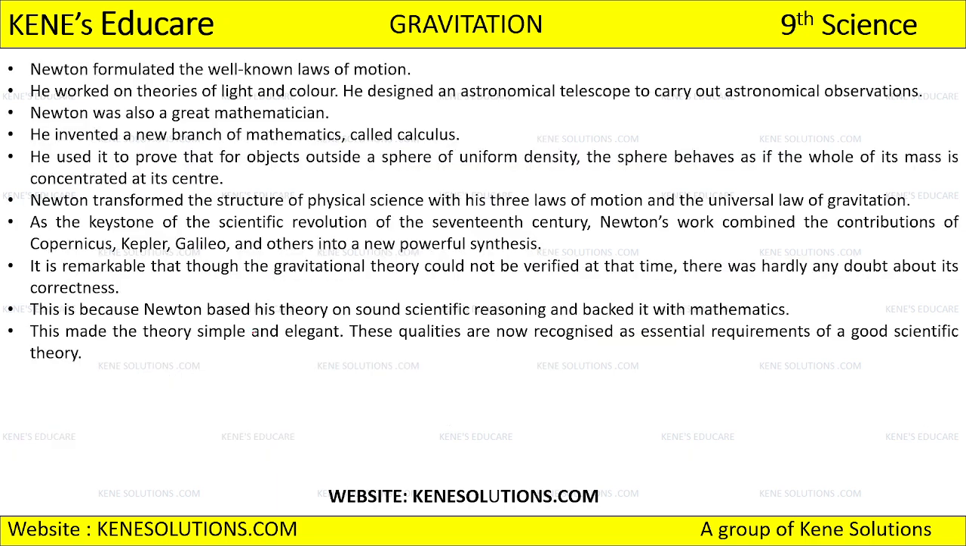Now after this, see, Newton formulated the well-known laws of motion and he even worked on theories of light and color. He designed an astronomical telescope to carry out astronomical observation. This is also one of his inventions, where he came up with an astronomical telescope.